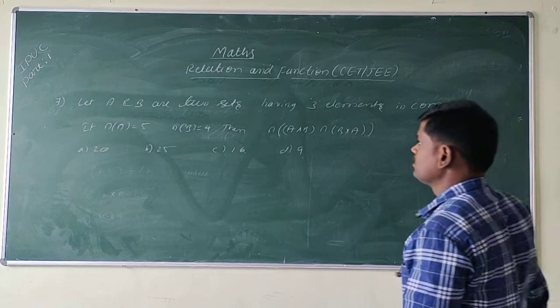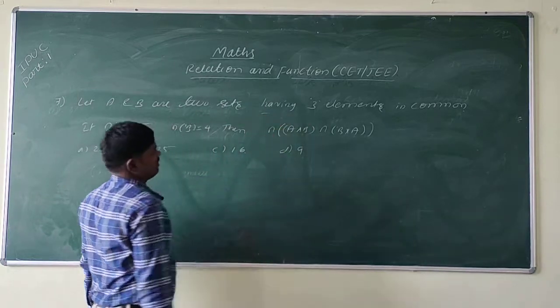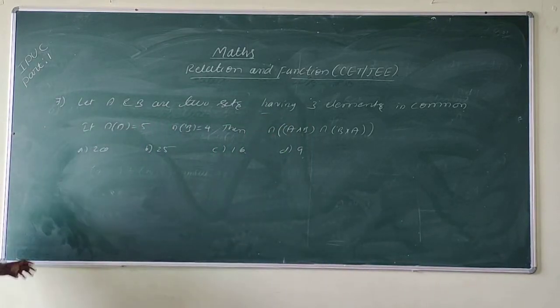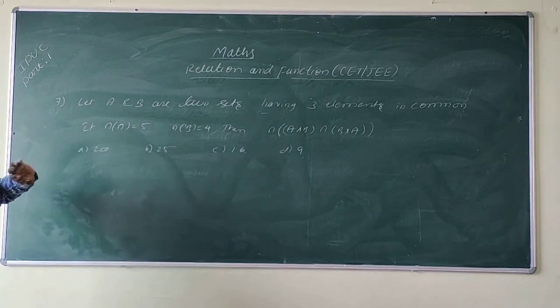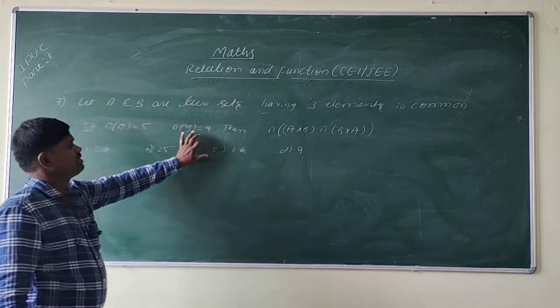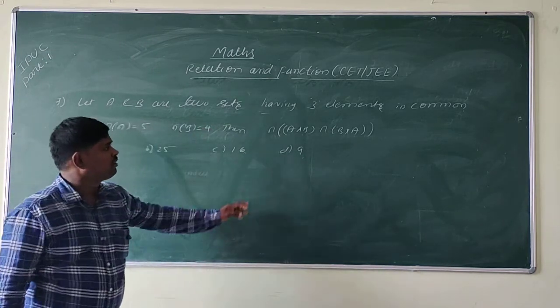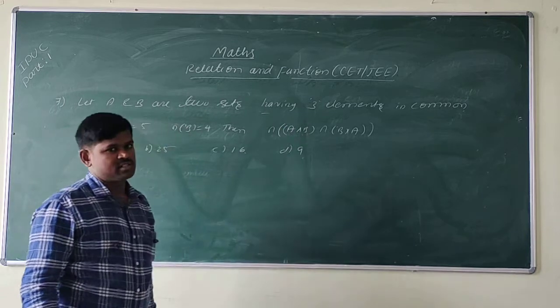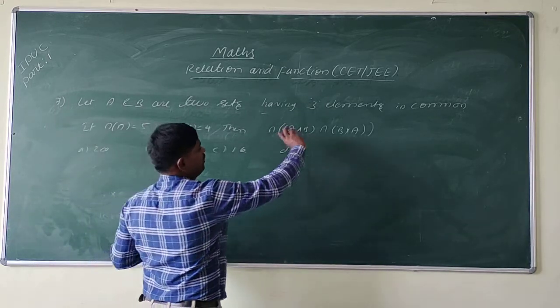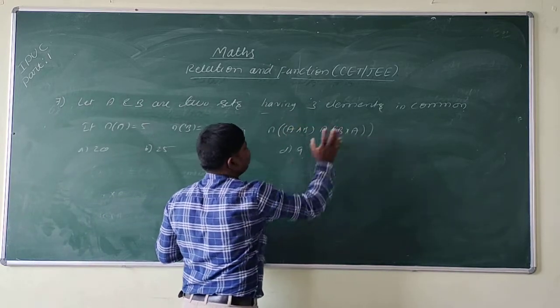Question number 7. A and B are two sets having 3 elements in common. That means 3 elements are common in both A and B. So n of A is 5 and n of B is 4. Then n of (A cross B) intersection (B cross A), that means the common elements, which belong to both A cross B and B cross A.